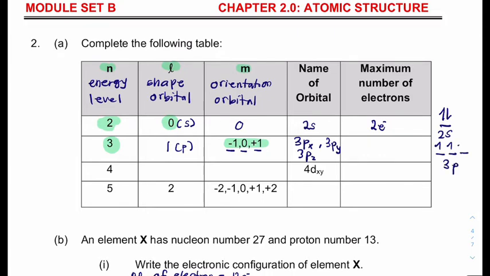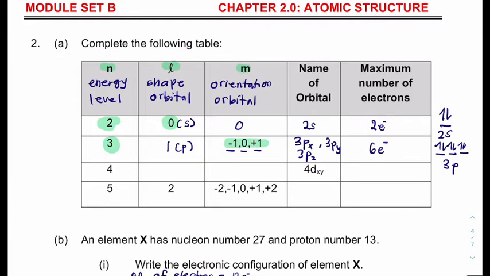Maximum will be 1, 2, 3, 4, 5, 6. Sebab satu orbital, satu degenerated orbital boleh muat 2 elektron. So you ada 3 degenerated orbital. So maximum number will be 6.